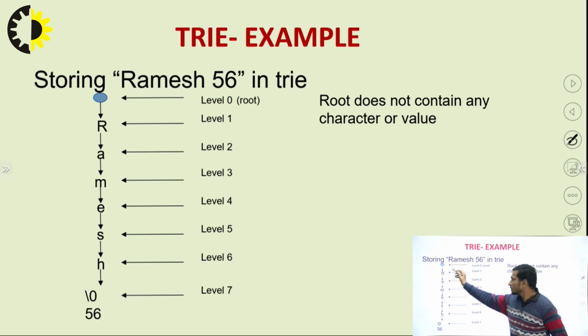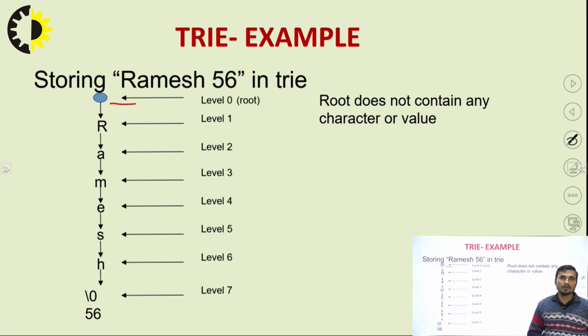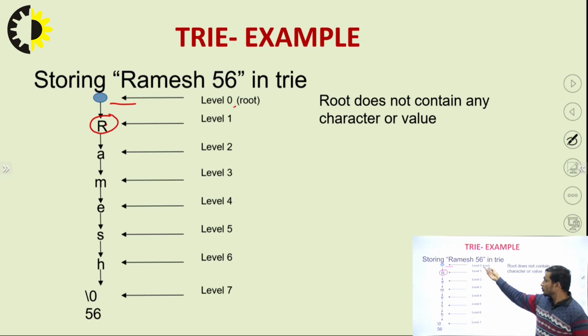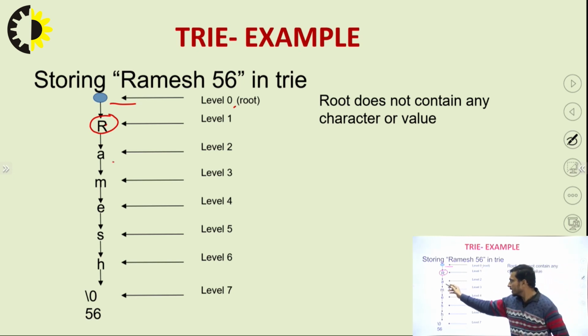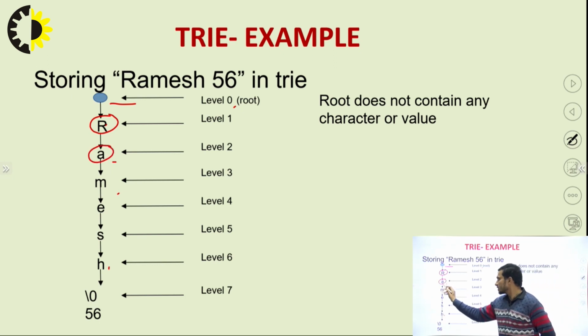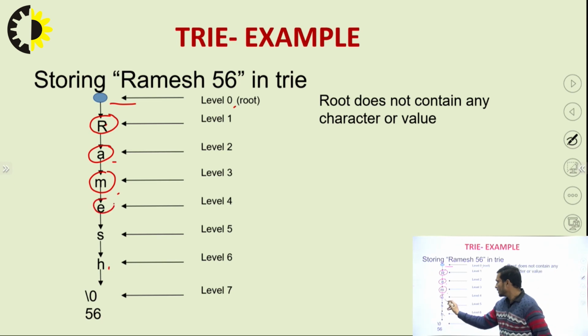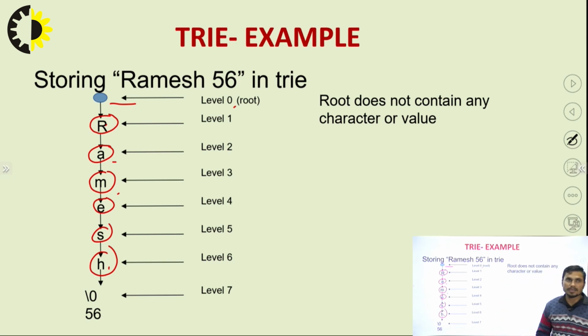This is your level 0, the root node, in which we do not have any character or any value, and this root node has a link to another node, the second node, that has the value R. So the root node is at level 0 and R is at level 1, and after that we have A and M and so on. These are the different, distinguished nodes. A is a different node, M is a different node, E is a different node, S is a different node, and similarly H is also a different node.